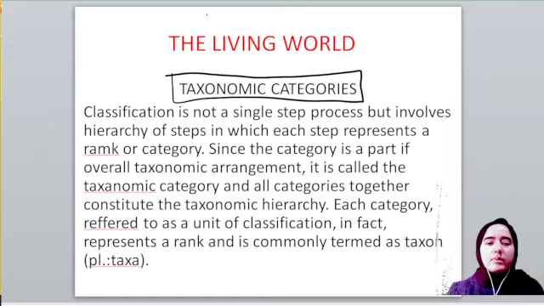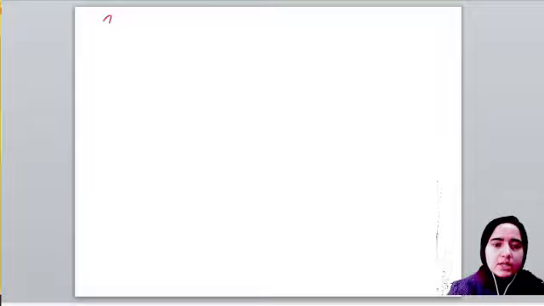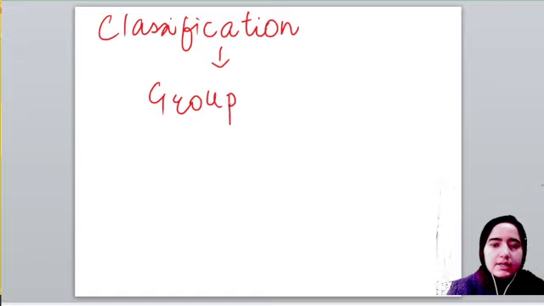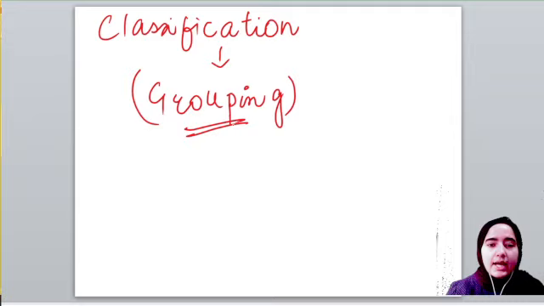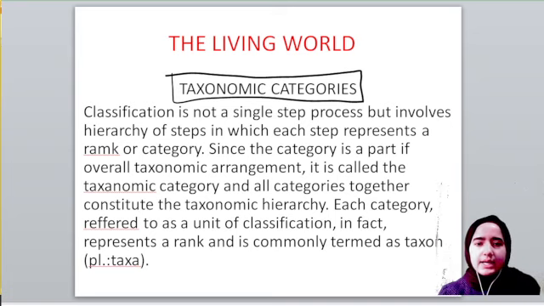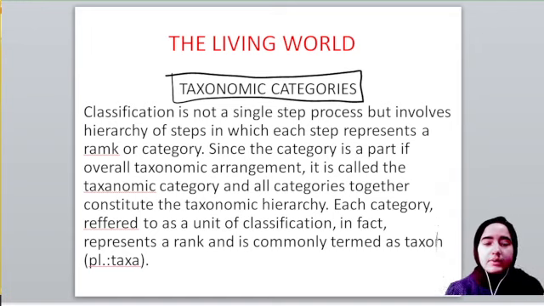Earlier, I told you about classification. Classification is nothing but grouping. And since we are learning the living world, that means grouping of living organisms. That is known as classification here. But please remember, classification is not a single step process. I won't group the animals on the basis of a few characteristics. I have to observe all the characteristics, and in modern taxonomy we include internal features as well.